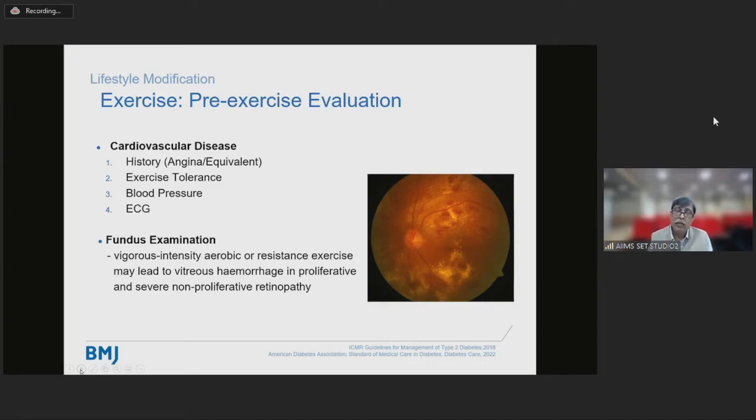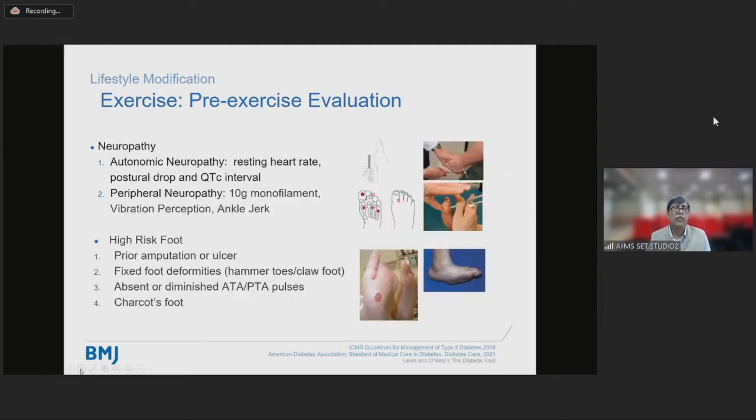Vigorous intensity aerobic, and even more importantly, resistance exercise. You know, people suddenly go to the gym and you have a young trainer out there who's very enthusiastic, will say, "weights kar lijiye." And then if you do a resistance exercise, in any case, we don't want heavy weights, but using a Valsalva at that point in time can actually lead to a vitreous hemorrhage in PDR and severe NPDR.